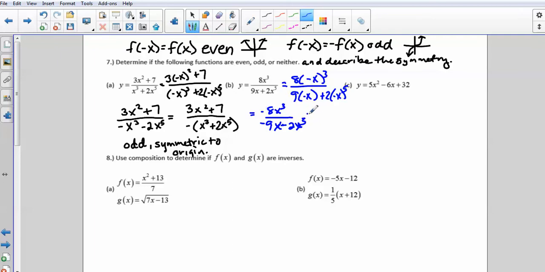I'm going to factor the numerator and the denominator, so take the negative out of the numerator, take the negative out of the denominator, and now my negative over negative cancels out and turns positive. So I end up with exactly the same thing I started with: 8x to the third over 9x plus 2x to the fifth. So since it's exactly the same as the original function, this function is even, and if it's even, it's symmetric to the y-axis.